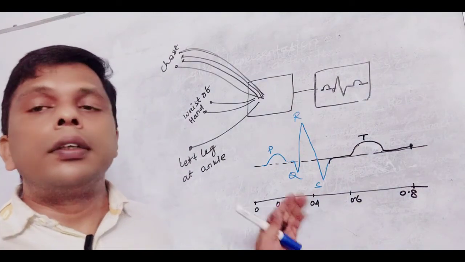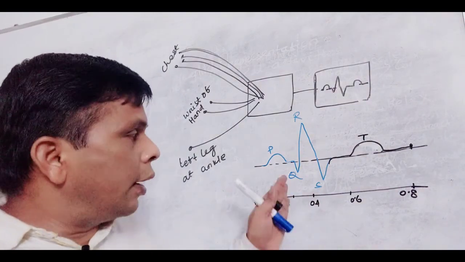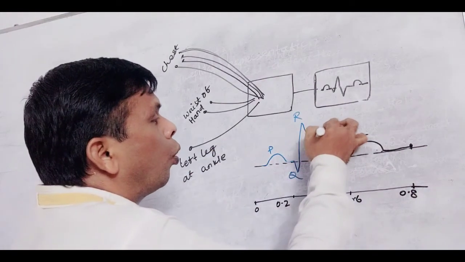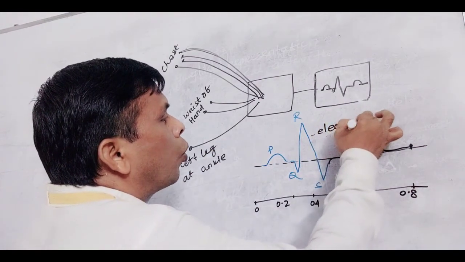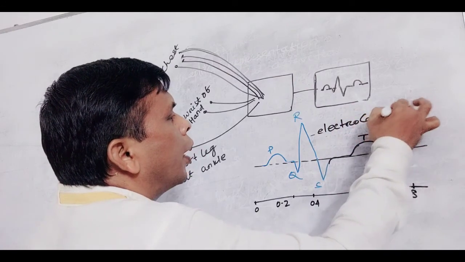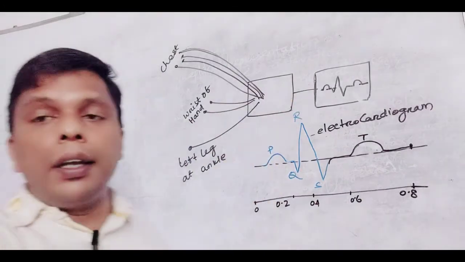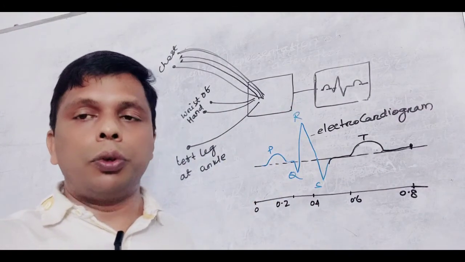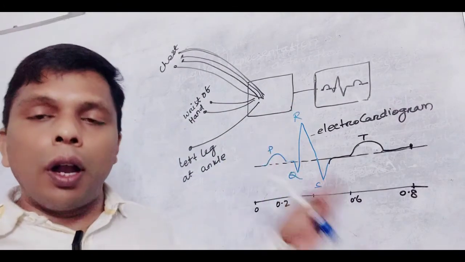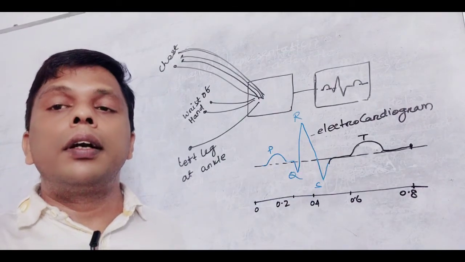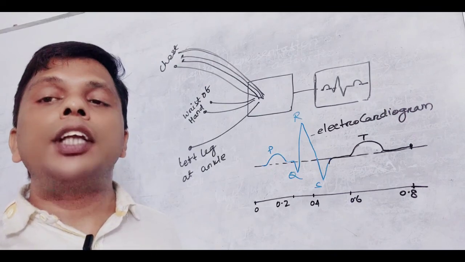So this graph we call an electrocardiogram, and this machine is the electrocardiograph. So it is all about the electrical events generated during the flow of charged particles in the body.